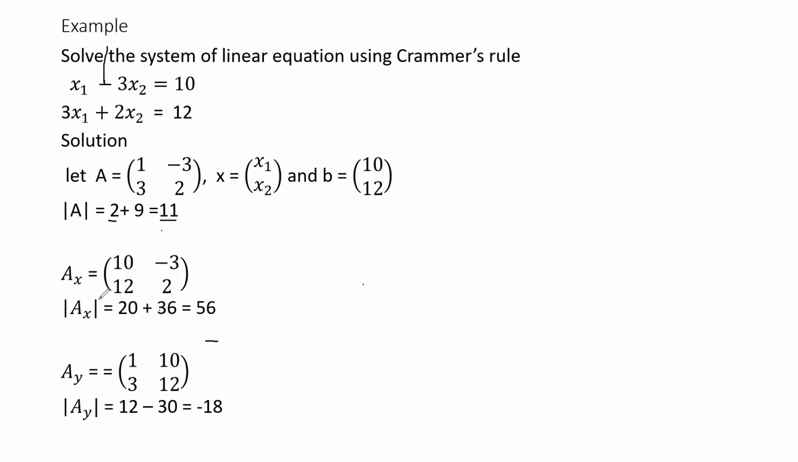Now let's form AX. In place of the first column here, I am replacing the first column by 10, 12. Are you okay? Yes, sir. So I'm forming AX. So we get 10 minus 3, 12, 2. And I have found the determinant of AX. So it becomes 10 times 2, 20, minus minus 3 times 12, 36. So it becomes 20 plus 36. We get 56. That's the determinant of AX.